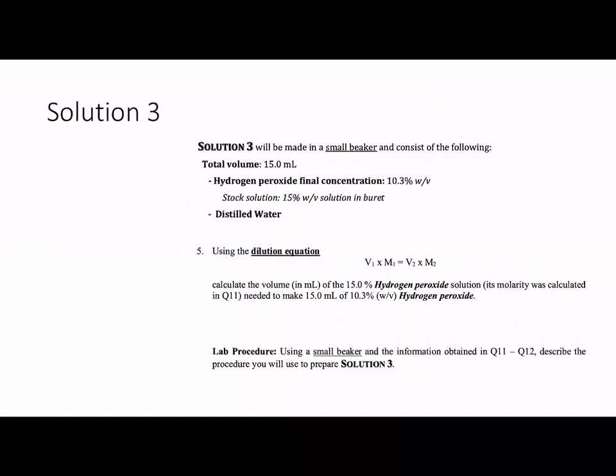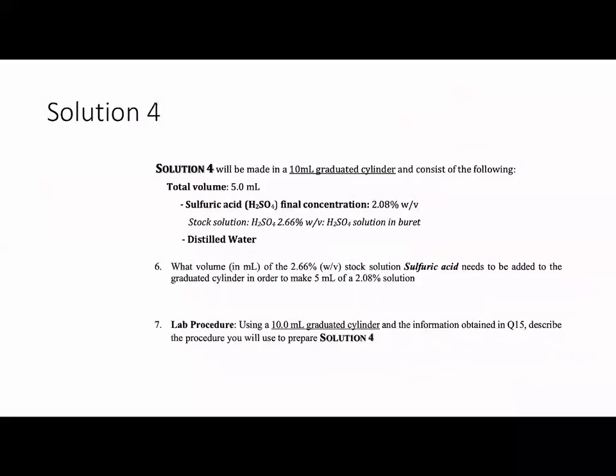Back to solution 3. Again, we have the total volume we want. We have the desired final concentration, and we have the stock concentration. So you'd use those 3 numbers and then figure out how much of the stock solution you need to dispense and how much water you need to add in the end to bring it up to 15 milliliters. Solution 4 is very similar to solution 3. It is also a dilution problem, and you would go about it the same way.